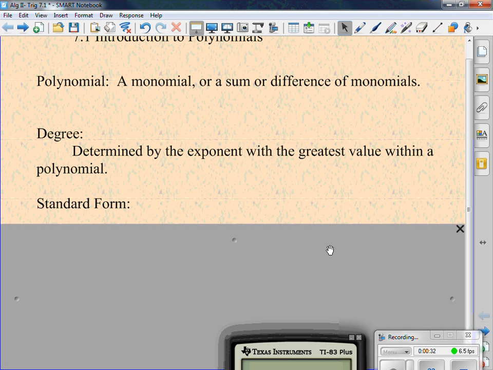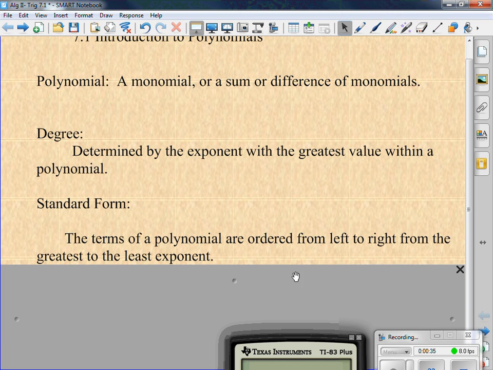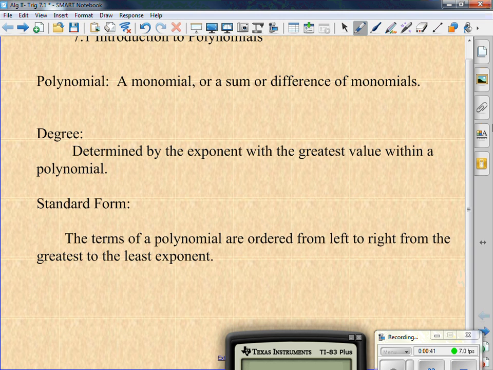Standard form: the terms of the polynomial are ordered from left to right from the greatest to the least exponent. That's a polynomial: 5x squared plus x minus 1. What degree is that? What's my highest exponent? Highest exponent is a 2, so it's a degree 2. Standard form just means it's written in order, from a highest exponent down to no exponent.